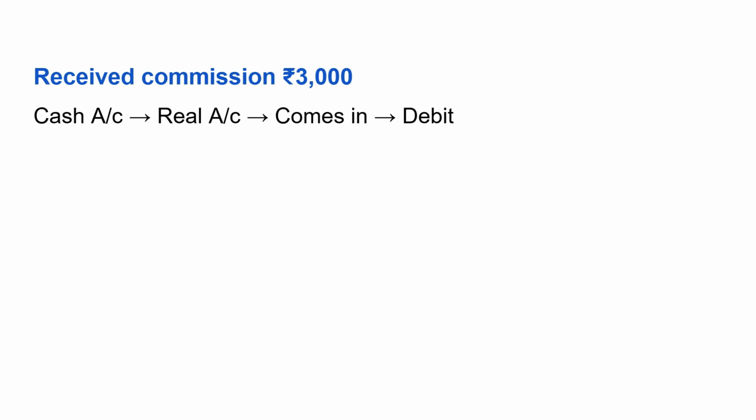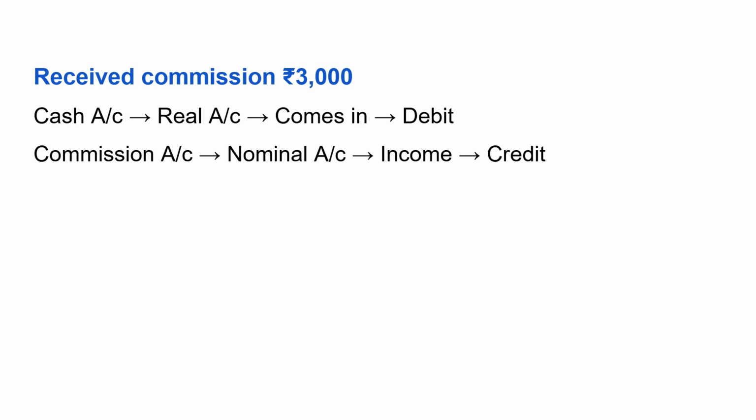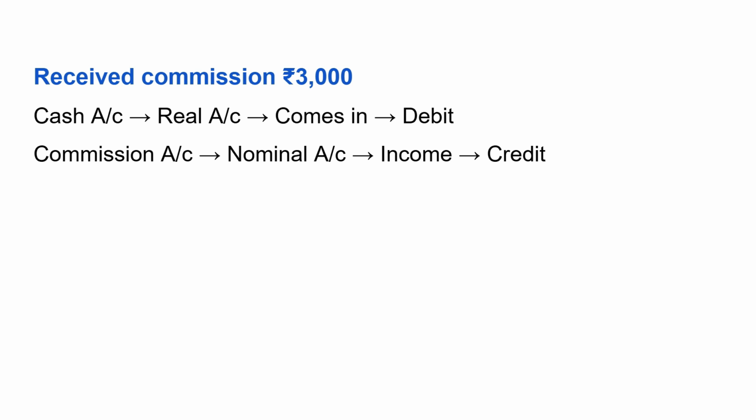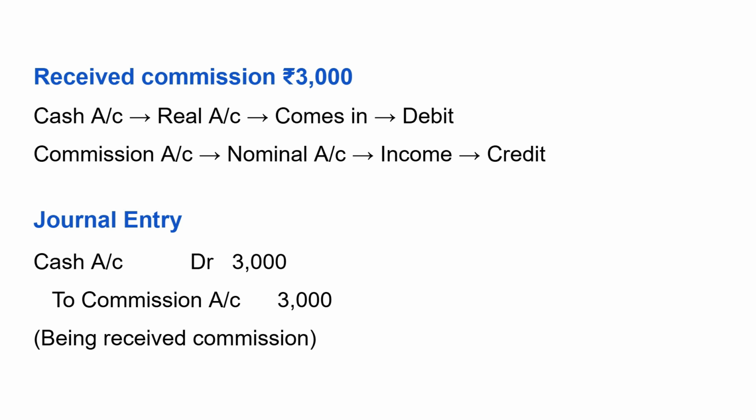So it is debited. And commission account. Commission is nominal account. Why? Because commission is income and the rule for nominal account is credit all incomes. So it is credited. And the journal entry is cash account debit 3,000 rupees to commission account 3,000 rupees. And the narration is being received commission. Income is always credited. This will appear in profit and loss account later on.